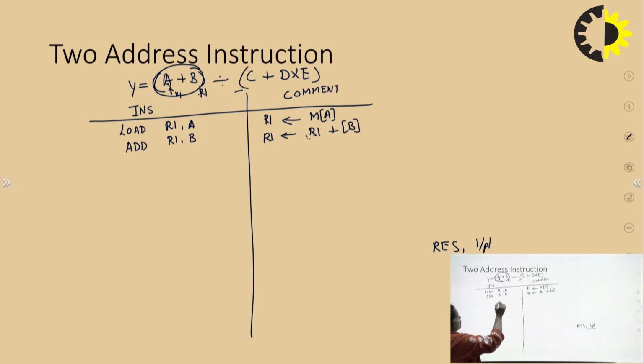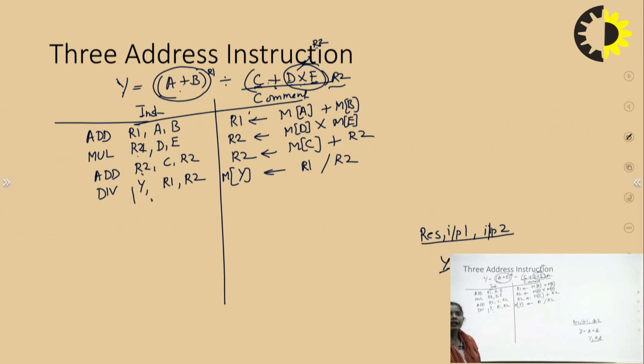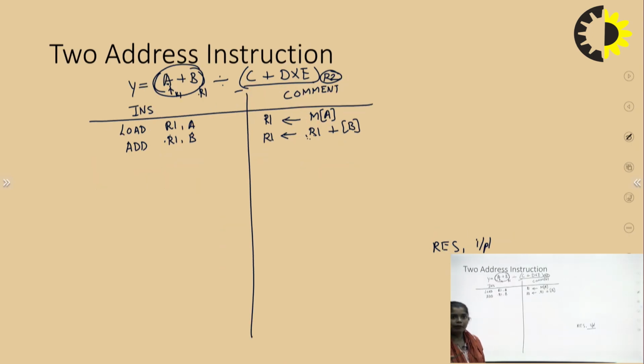A plus B. Now for C plus D, again the R2 value is there. Because the restriction is there, you can verify your numerical with this. In the 2 address instruction there should be only 2 values in the address. In the 3 address, there are 3 values. In the 0 address, there will be no values. Fine. So that is the add operation.